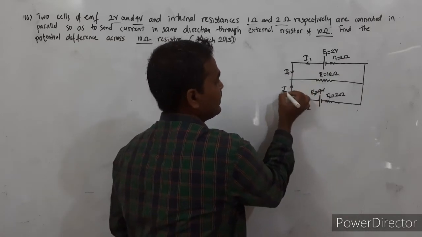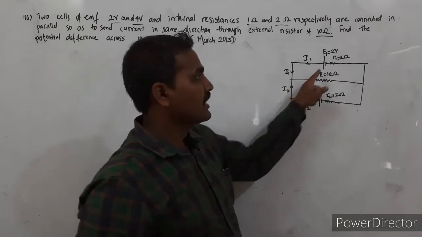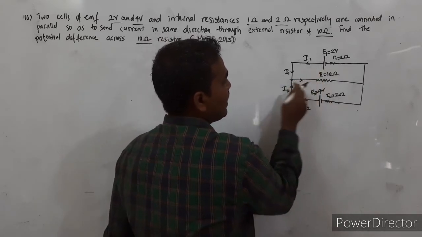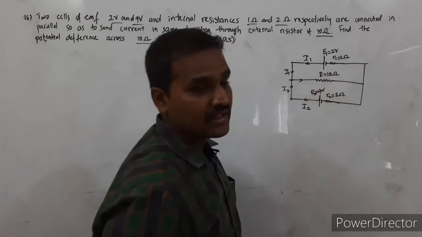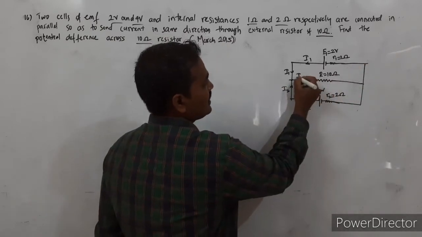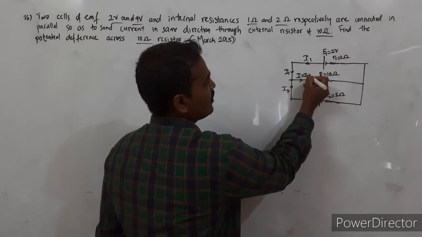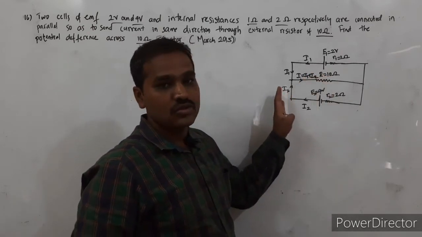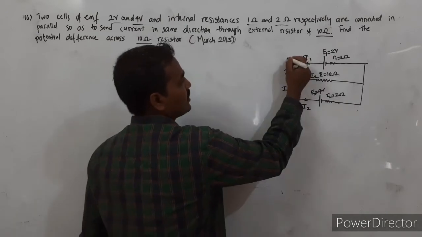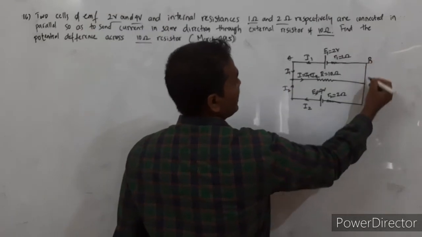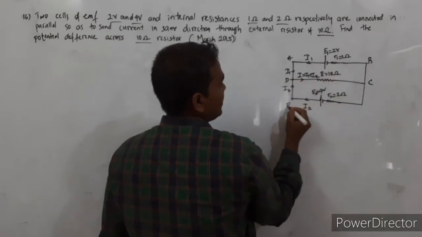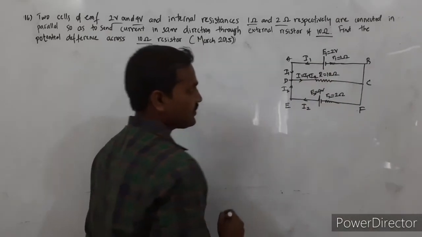So I1 and I2 are currents sent by E1 and E2 respectively, and at this point they combine and pass through the resistor R. So I call this I, which is equal to I1 plus I2. For our convenience in solving this problem, let us name the circuit here. As per your convenience, you can name it. Let me call it A, B, C, D, let it be E and F.